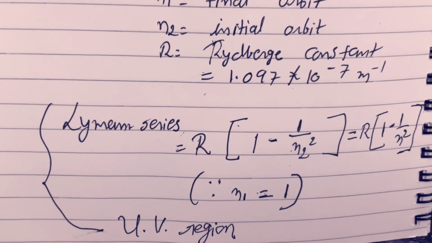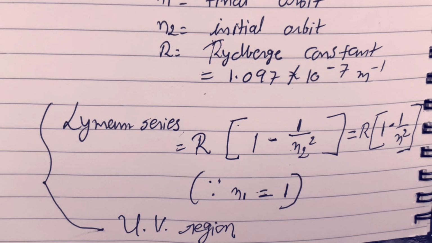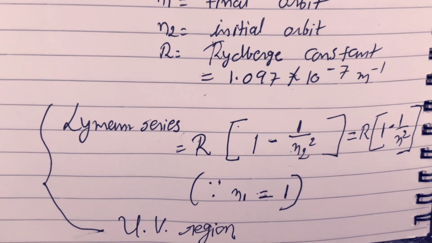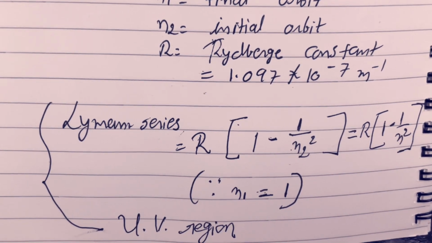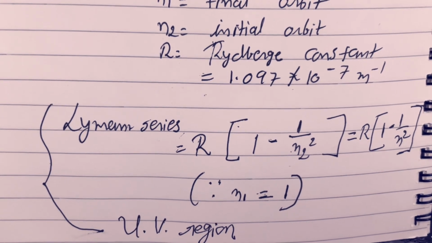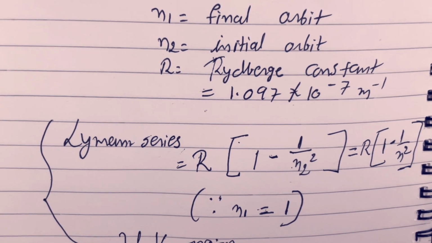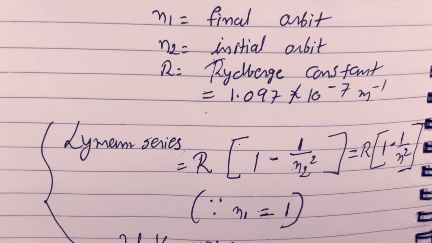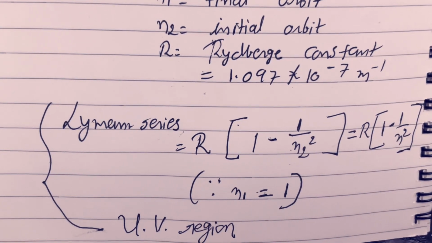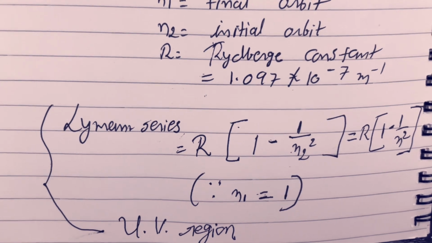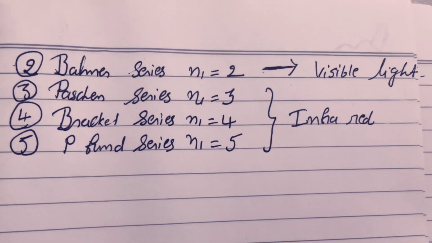For the Lyman series, n1 will be 1. n1 means the final orbit. So the electron will come from either second, third, fourth and so on. So from the second, third, fourth and so on orbits, the electron will finally come to the first orbit, that is the Lyman series. So our n1 will be 1, so our equation will be 1 minus 1 upon n2 square, but we can take n2 equal to n, so our equation will be R into 1 minus 1 upon n square, and we can take R as almost 1 because it is 1.097. And the Lyman series falls in the UV region.